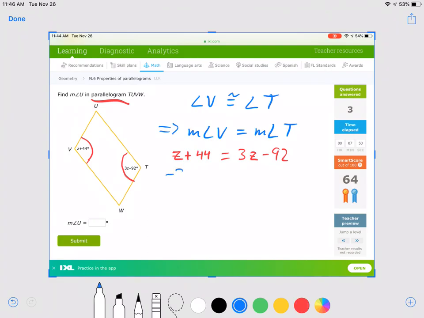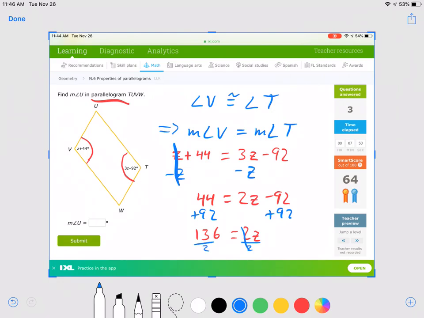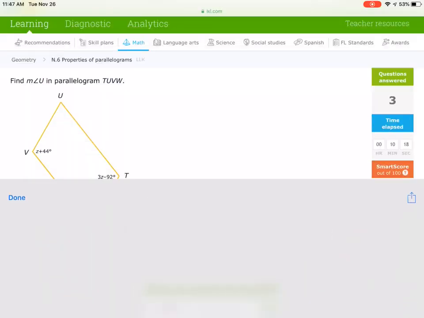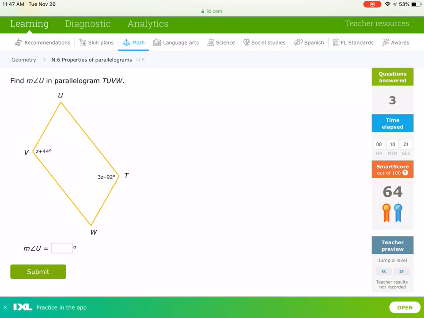So we have z's on both sides. We're going to have to subtract z here, subtract z. This cancels out. We get 44 equals 2z minus 92. Add 92, add 92. We get 2z equals 136. And then divide by 2. This cancels out. Divide by 2. And we get z equals 68. Done. Delete. Ooh. Hold up.